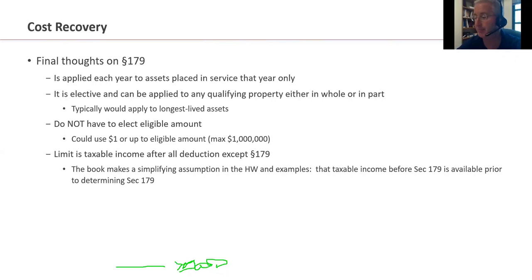Now, pragmatically speaking, you do not know what that is until you've decided how much 179 you can take. So it's actually not plausible to know what taxable income is before 179 until determining 179. But the book makes that simplifying assumption. So when you're working on homework problems or exam problems, be sure you pay very careful attention to whether the problem says taxable income before cost recovery or taxable income before Section 179, because those are clearly different amounts. Okay, so that's just fair warning because that's always confusing.